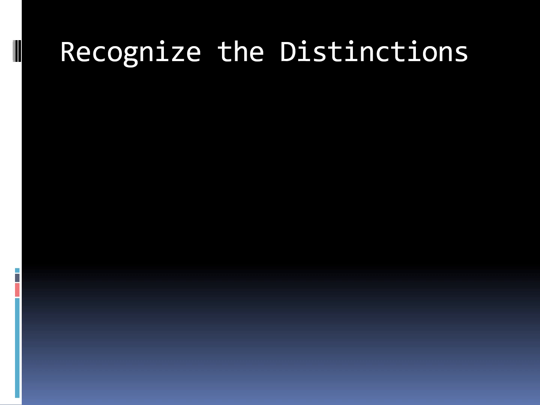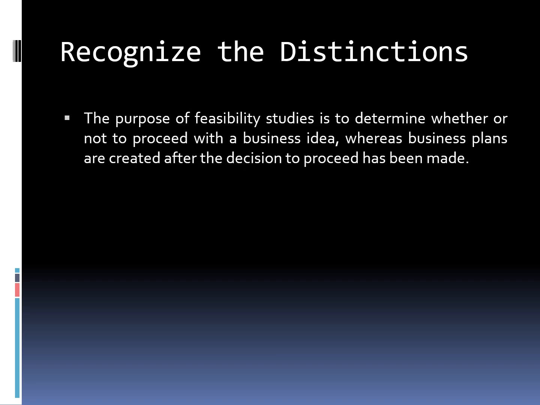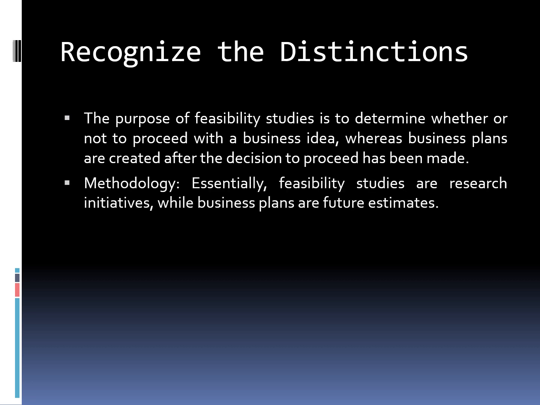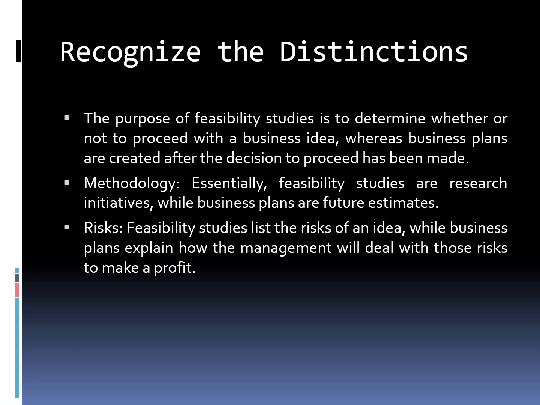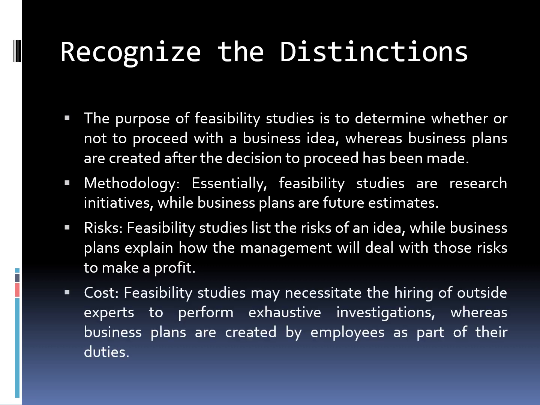Recognize the distinctions. It is crucial to grasp the distinction between a feasibility study and a business plan. They differ, and one cannot be substituted for the other. Purpose: the purpose of feasibility studies is to determine whether or not to proceed with a business idea, whereas business plans are created after the decision to proceed has been made. Methodology. Essentially, feasibility studies are research initiatives, while business plans are future estimates. Risks. Feasibility studies list the risks of an idea, while business plans explain how the management will deal with those risks to make a profit. And costs. Feasibility studies may necessitate the hiring of outside experts to perform exhaustive investigations, whereas business plans are created by employees as part of their duties.